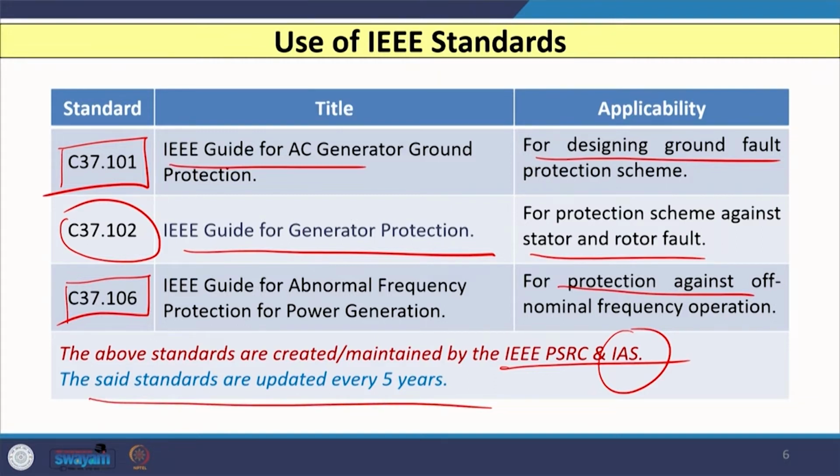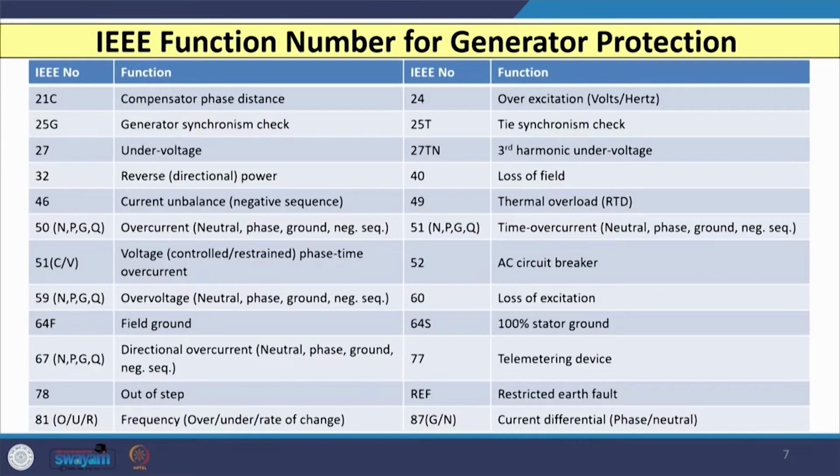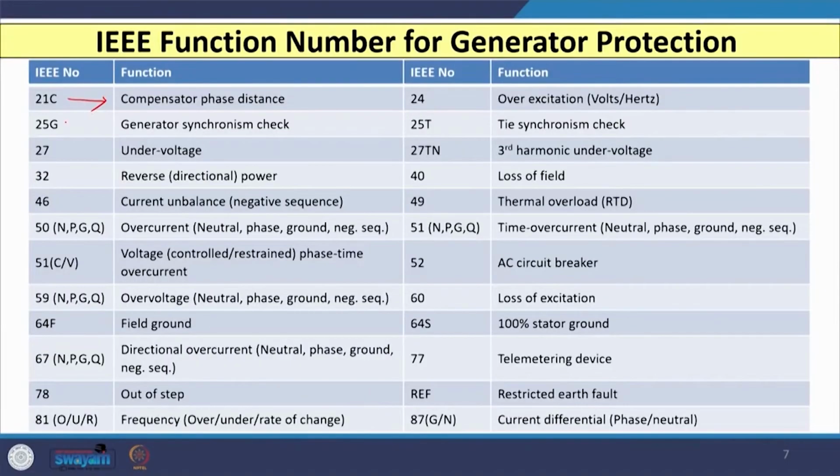Now, apart from these three standards, we do have an IEEE standard which is used to give the particular function number in generator protection. So, for example, if I give the number 21C, then it is for the compensator phase distance function, which is normally used to achieve backup protection in a large generator. You do have the 25G number which is meant for the synchronism check. So, synchro check relay is also there and this type of function is also there. You do have 27 number for under voltage, 32 number for the reversal of power.